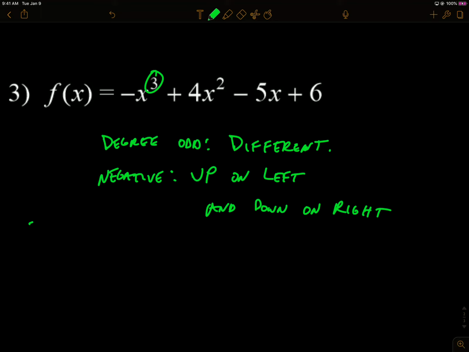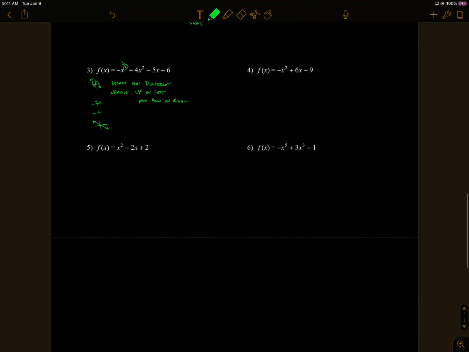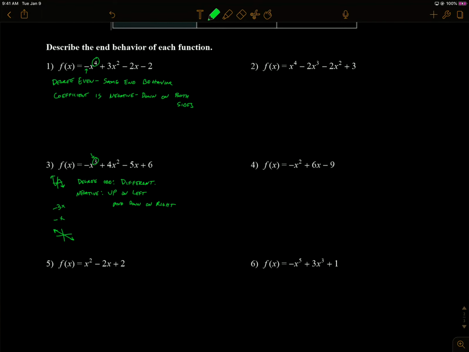Because I think a line with a negative slope like negative 3x or negative x is going to go like that. So even though mine's a higher power, 3, it's still going to follow that same end behavior. It's going to be up on the left and down on the right. The 3 just means in between it might have a couple extra turns that a line doesn't have. So you're going to finish these up on your own and try to see if you can come up with what the end behavior is for 2, 4, 5, and 6.